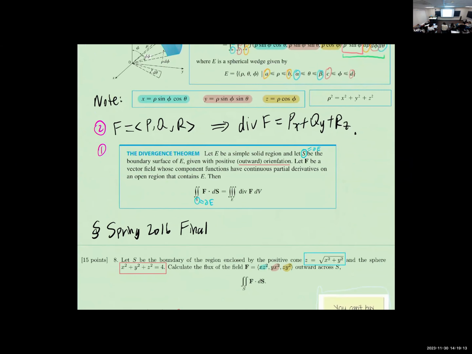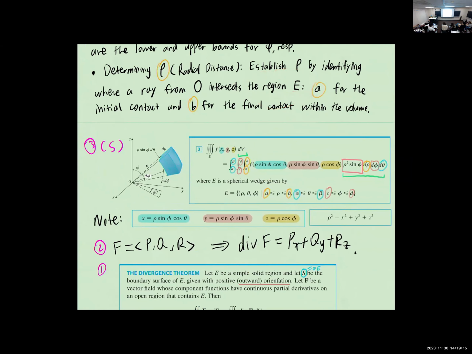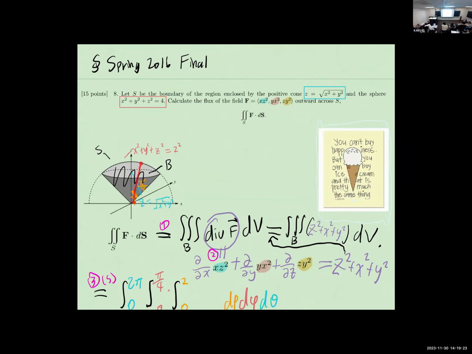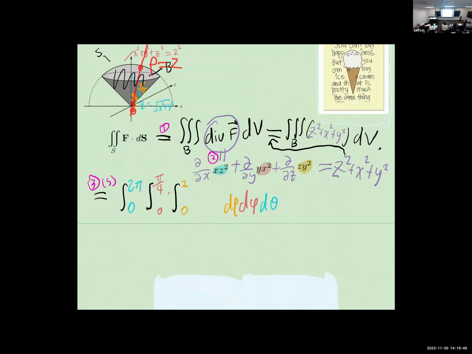In this case, the entire solid is the region E, and we can note A for the initial contact and B for the final contact within the volume. In other words, if you draw a ray within the solid E, then this ray will first touch rho equals 0. That is the origin, right? Because the solid starts from the origin. And then this ray will touch this upper spherical surface. That corresponds to rho equals 2, because again, the radius of the sphere is 2. That's why rho varies from 0 to 2. That's it.